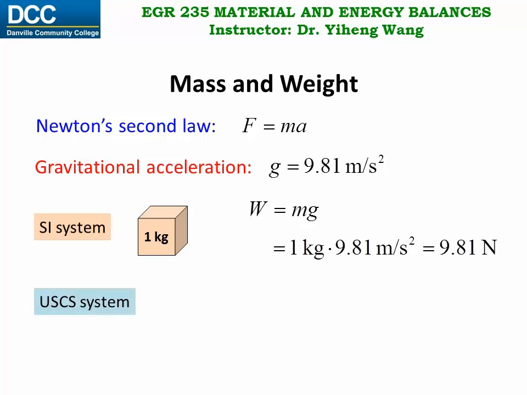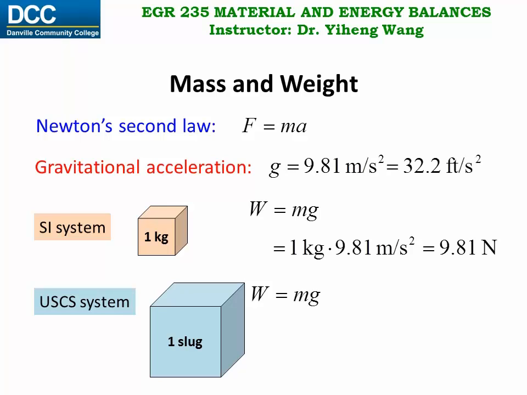In US customary unit system, for an object with a mass of 1 slug, its weight is also determined using this equation, but the gravitational acceleration g needs to be converted into the US customary unit system as well, which is approximately 32.2 foot per second squared. Therefore, the weight of an object with a mass of 1 slug is calculated this way to be 32.2 pound.